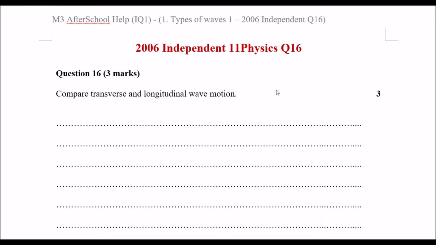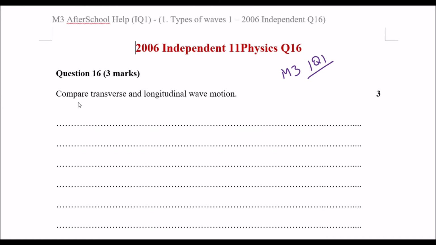My name is Mr. Wong, and today we'll be explaining an exam question from the 2006 independent paper, question 16 for Year 11 students. This is going to be covering the Module 3 Inquiry Question 1. This is just about looking at wave characteristics.